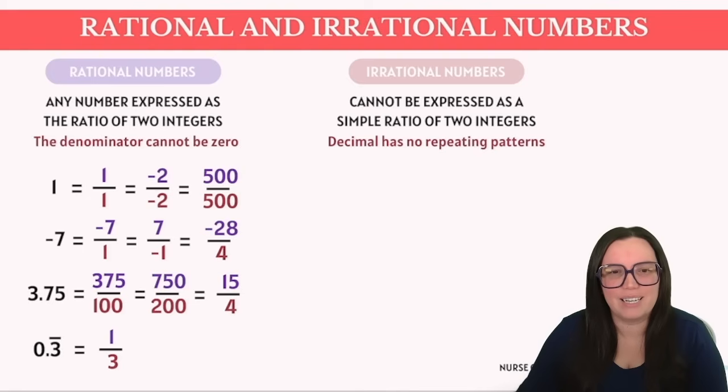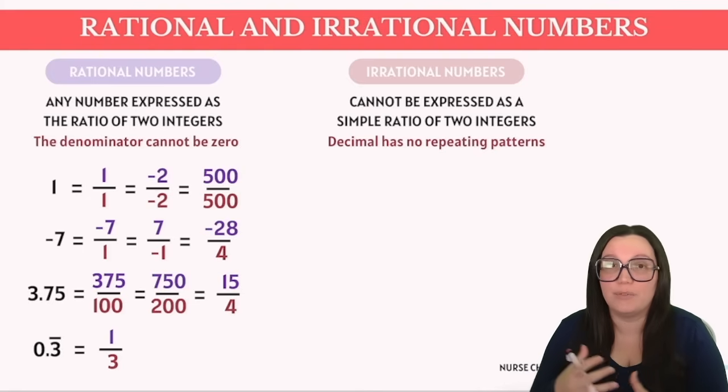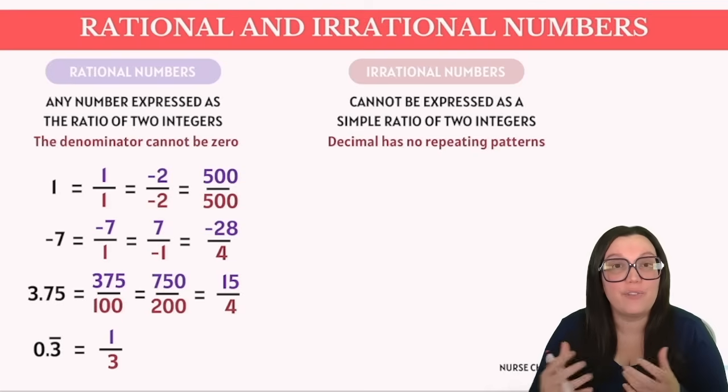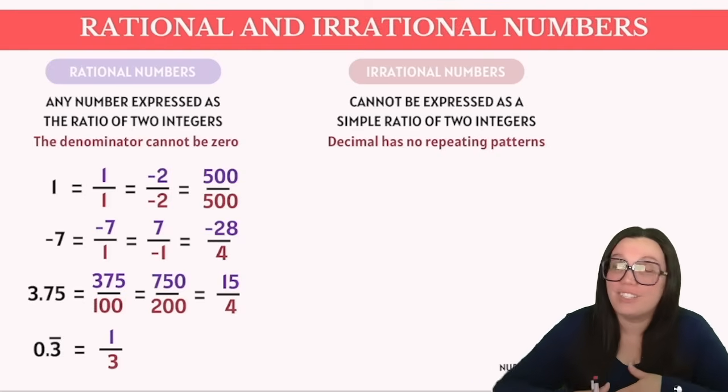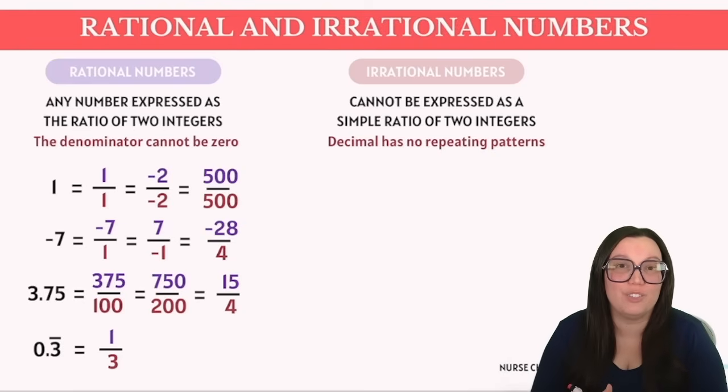Let's take, for instance, the number 1. It can be depicted as 1 over 1, or negative 2 over negative 2, or even 500 over 500. These examples all demonstrate various ways to represent the number 1 as a ratio of two integers. And theoretically, there's an infinite amount of ways that you can do so, so long as the numerator and the denominator are the same.